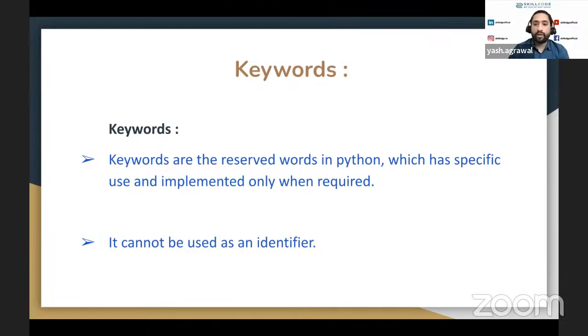So one of them is your keywords, where we have 35 to 36 keywords, which are reserved for Python, and they have specific use cases, and those specific keywords we are going to use in our programming, and we are going to see their implementations. And there we have the definition. Keywords are the reserved words in Python which have specific use and implementation whenever required. So they cannot be used as an identifier. We have seen the identifiers.